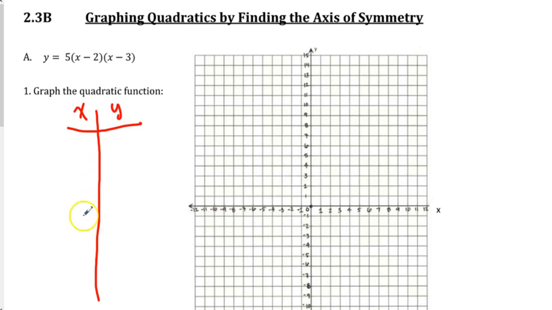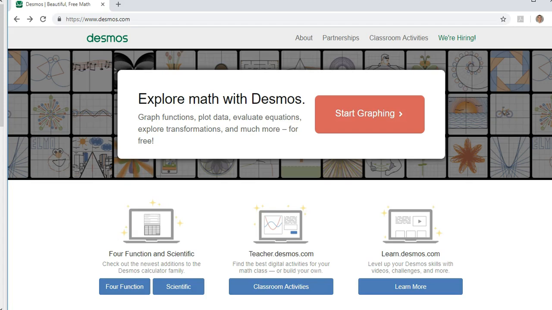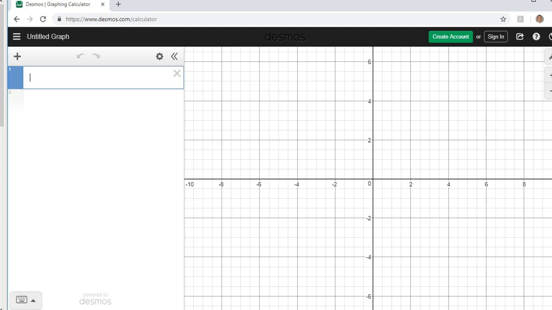I don't yet know what X values to put in here. So let's get out Desmos again. Could you go to a browser and open up Desmos? It says start graphing. So if you want to watch and then pause and do it on your browser, that would be fine. So we're going to enter this function.